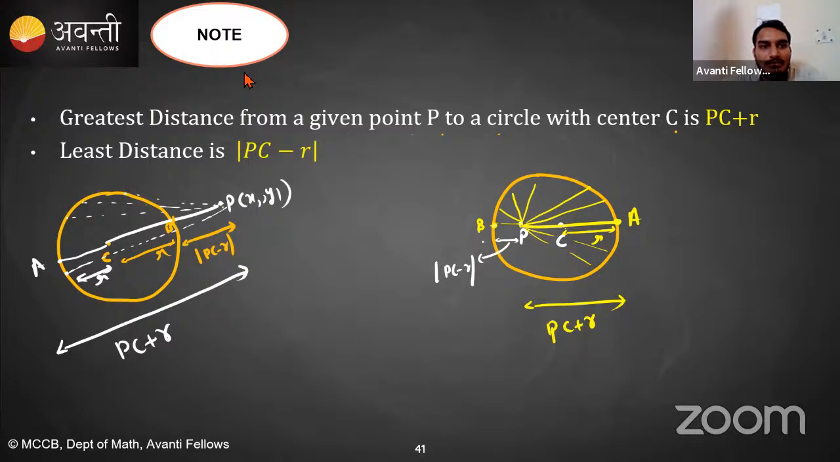Is this clear, everyone? Or do you have any doubt regarding this? Let me know quickly in the chat box if it is clear. Any doubt so far? Okay, so these are the two points that you should remember: maximum distance is PC plus R, minimum distance is mod PC minus R.